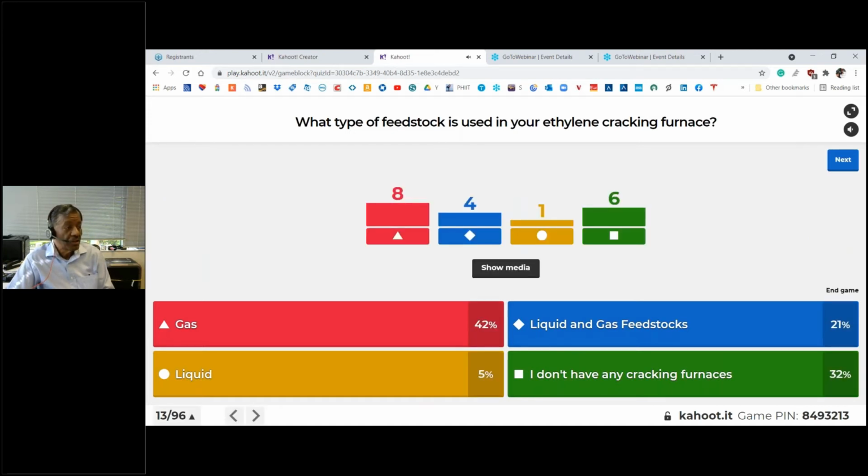All right, so the majority of people are using gas, 42% of the people. Some are using liquid only, 5% of the people, and 21% are using liquid and gas both. Now we do have some participants who don't have any cracking furnaces, so I just want to get feedback over here. Thank you for your feedback.